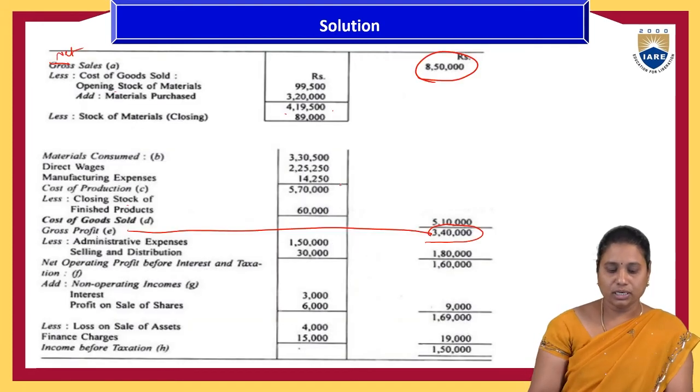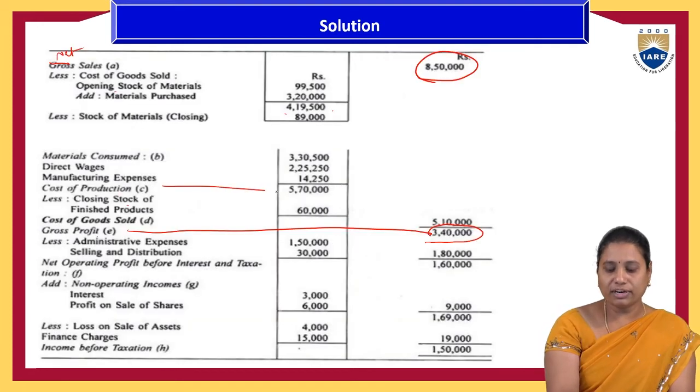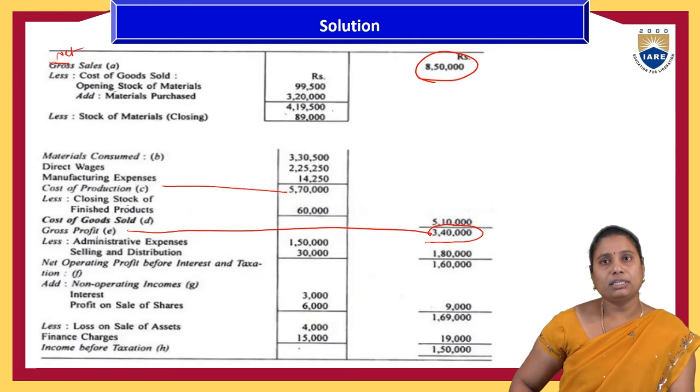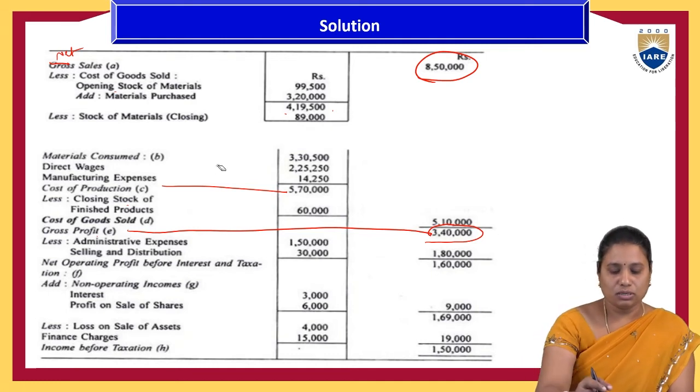So here in this one, the cost of goods sold value is 5,70,000. Sorry, not this one.